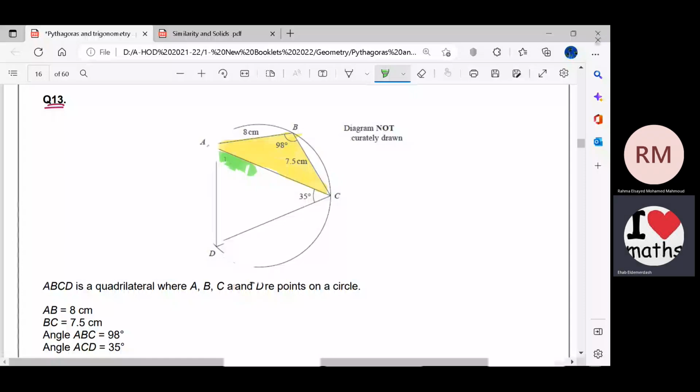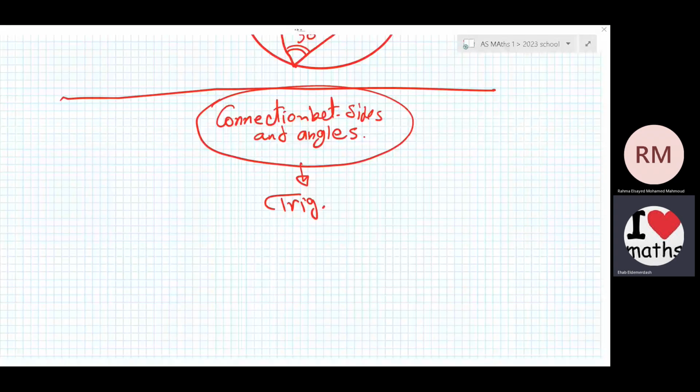Once I have a connection, meaning they give me angles and they are asking me about sides, or they give me sides and are asking me about angles, directly I have to understand that I'm talking about the trick. This is the main thing about everything related to trigonometry. Once we are talking about trigonometry, there are two cases: a right angle triangle. If I have a right angle triangle, there are two cases.